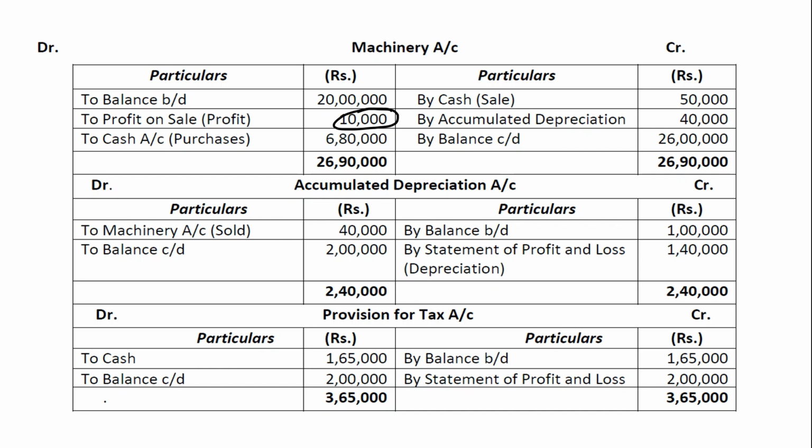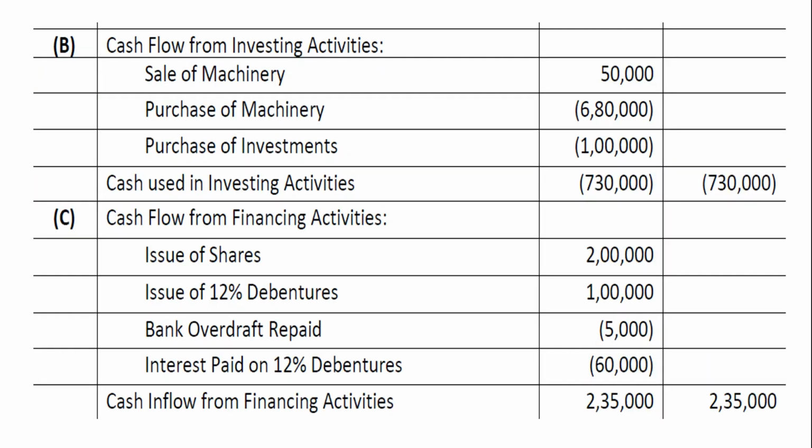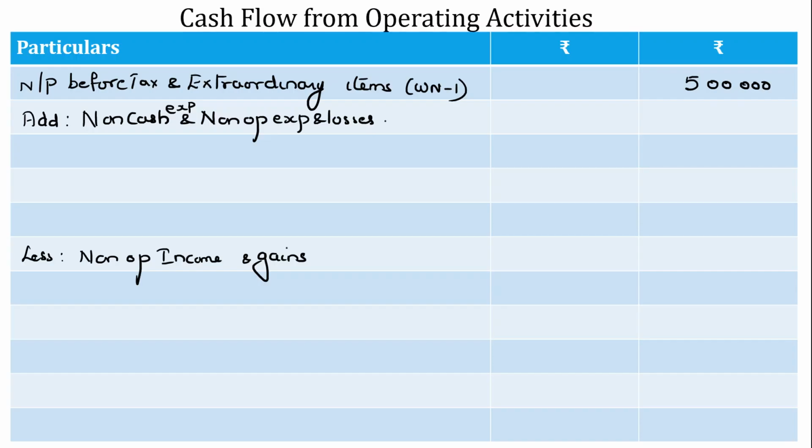Other than that, we have non-cash expense of depreciation which we have to take from here. This is 1,40,000. When we prepared the accumulated depreciation account, we got 1,40,000 as a depreciation, which is a non-cash expense which we have to add up. So these are the 2 items which are relevant, which we have to remember to take in our operating activity cash flow statement. So under non-cash expense, we have depreciation of 1,40,000 and gain on sale of machinery was a non-operating gain.